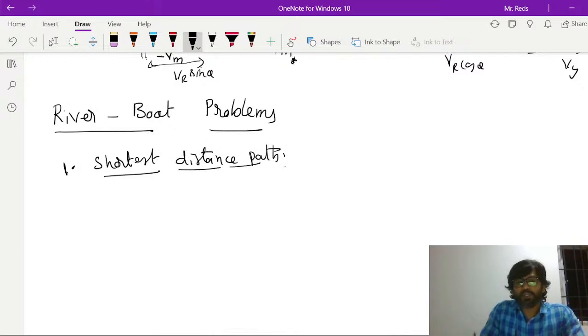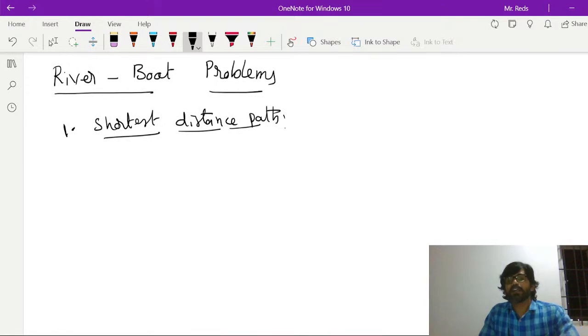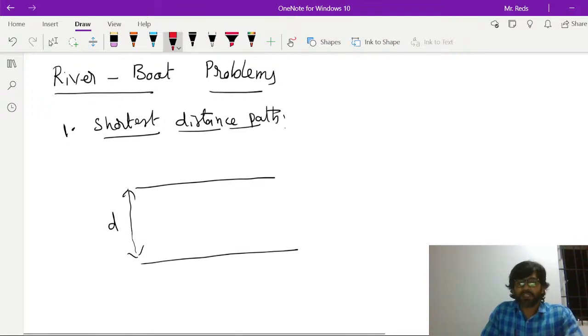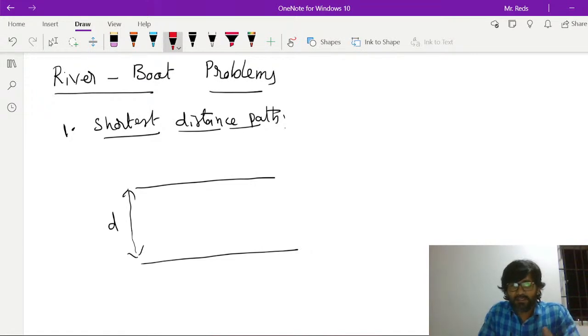So for the boat to cross the river in the shortest distance path, how to deal with the corresponding or relative terms. Let us consider this is the river and the width of the river is D, this is one bank of the river, this is another bank. To cross the river in the shortest distance, the shortest distance is nothing but the width of the river. Let us say this is the initial position, point A. To cross in the shortest distance path, he has to cross in this vertical direction.